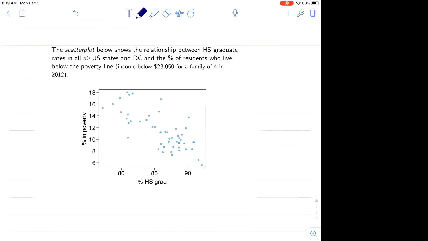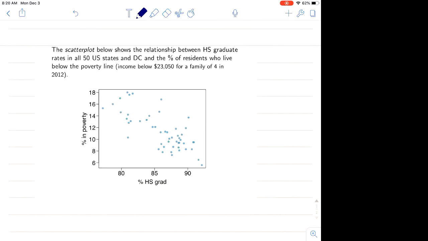So the example that we're gonna look at is, I just stole it from the textbook. It's the high school graduation rates in all 50 US states and DC, and the percentage of residents who live below the poverty line. The definition of the poverty line is income below $23,050 for a family of 4 in 2012. So anyone who's living below the poverty line, as a percentage of the whole state, of course, and then the percentage of high school grads. And so just like assignment 7 here, right?